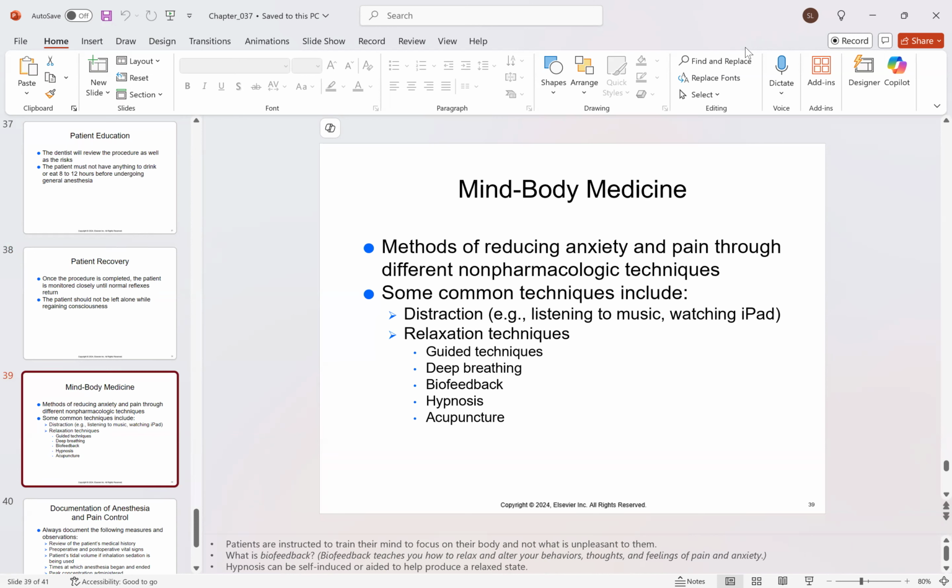Mind body medicine includes methods of reducing anxiety and pain through different non-pharmacological techniques. These can include distraction, relaxation, guided imagery techniques, deep breathing, biofeedback, hypnosis, and acupuncture.